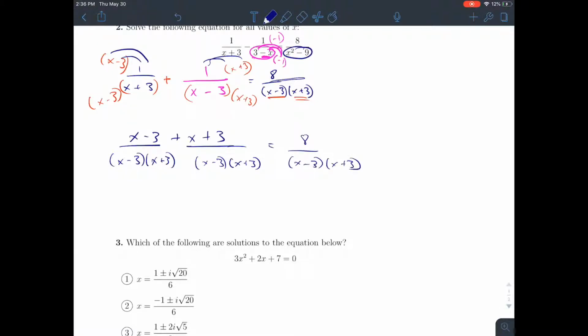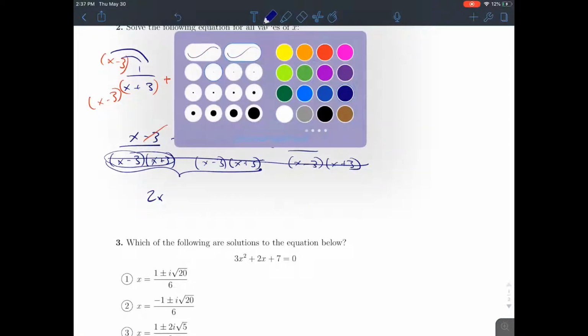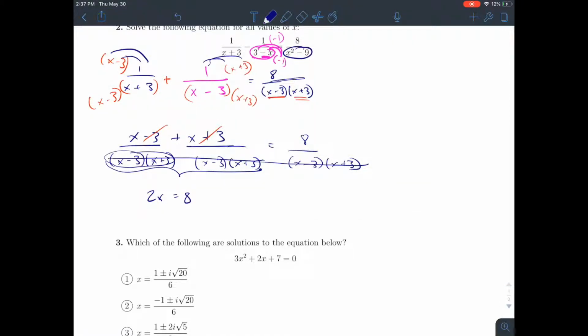One of the things that we talked about in the last video is that our step is going to be to add these fractions and then multiply by the denominator. When we multiply by x minus 3 times x plus 3 on both sides, all of the denominators are going to cancel out. That leaves us with a much easier equation, which is x minus 3 plus x plus 3. That gives us 2x. Minus 3 and plus 3 cancel out. Equals 8. And now we're one step away from solving for x. We divide by 2 on both sides, and we get x equals 4.